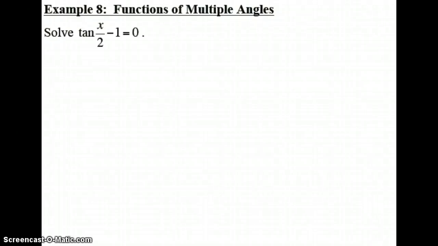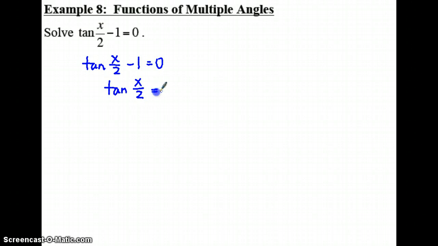So for example 8, we're going to solve another function that has multiple angles. In this case, we actually have a tangent, but instead of taking 2 times our x, we're taking x divided by 2. So if we want to solve this equation, we start off with the tangent of x over 2 minus 1 equals 0. We need to add 1 to both sides. We're going to have the tangent of x over 2 is equal to 1.